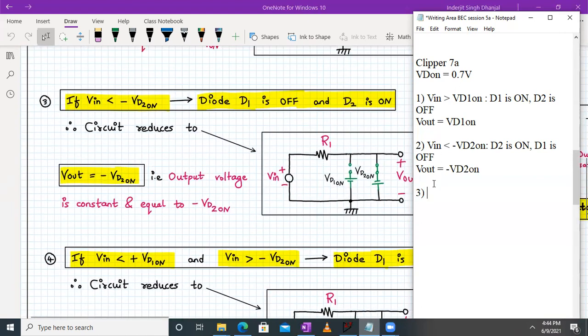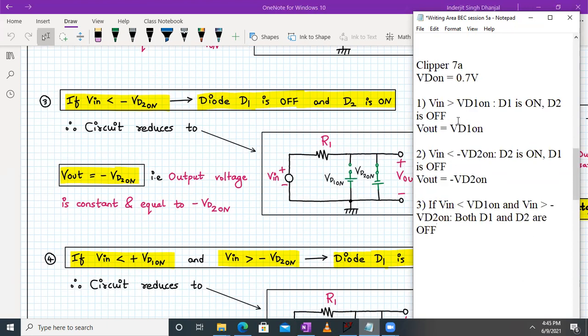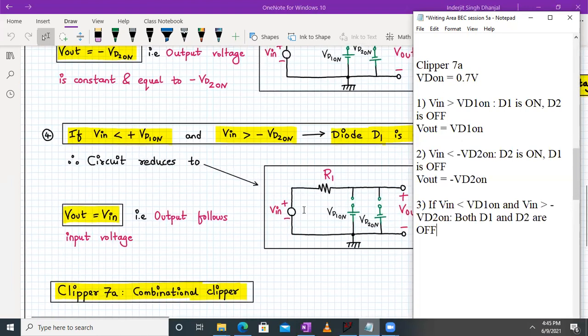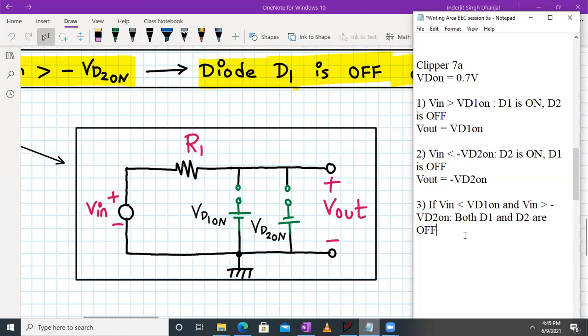Yes, in between. Whenever my Vin is less than VD1 on and my Vin is greater than minus VD2 on, then I can say that both D1 and D2 are off. If Vin is in between this condition, that is, Vin is less than VD1 on and Vin is greater than minus VD2 on, then both the diodes will be off. Whenever both the diodes are off, my equivalent circuit looks something like this.